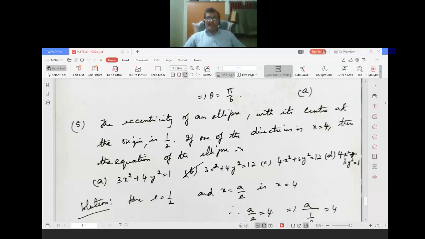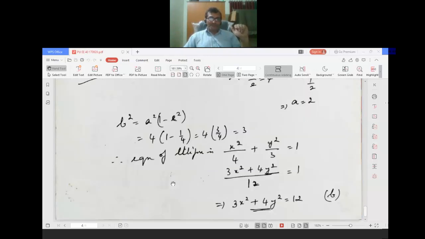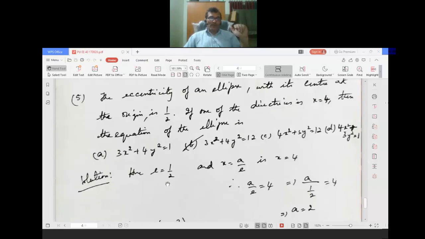If one of the directrices is x equals 4. A directrix is a fixed straight line, and a fixed point is called a focus. There are two foci and two directrices. So if one of the directrices is x equals 4, then the equation of the ellipse is: 3x squared plus 4y squared equals 12, 4x squared plus 3y squared equals 12, or 4x squared plus 3y squared equals 1.